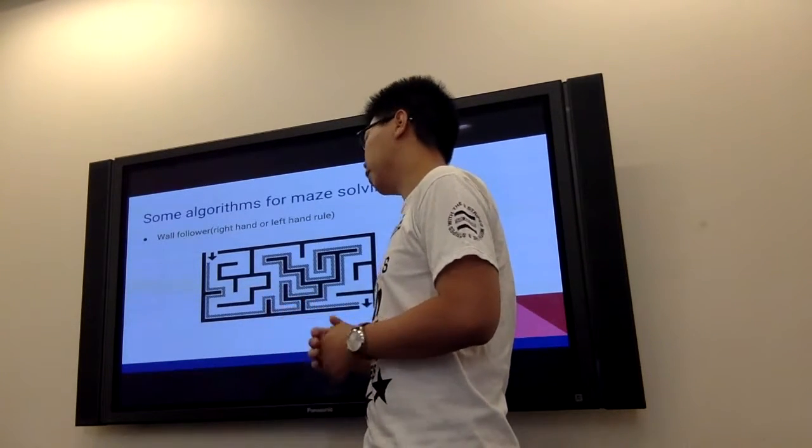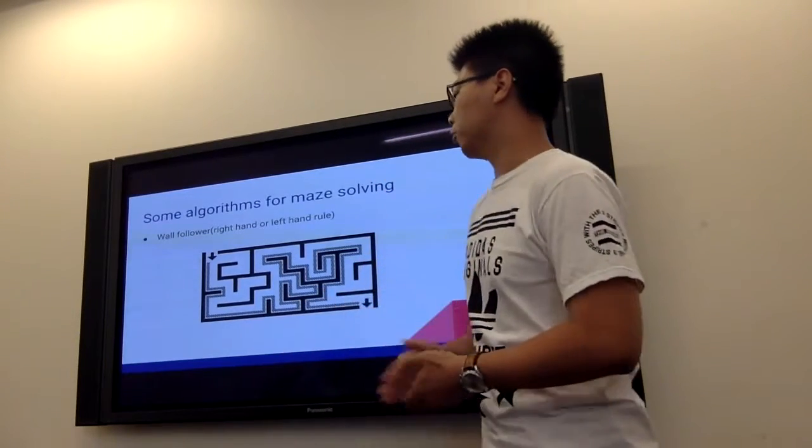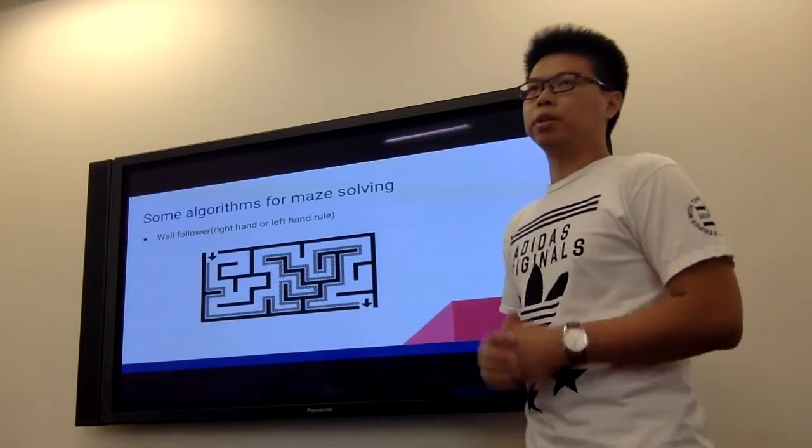One way to understand this is that because the wall is connected, you can deform this wall into a circle.